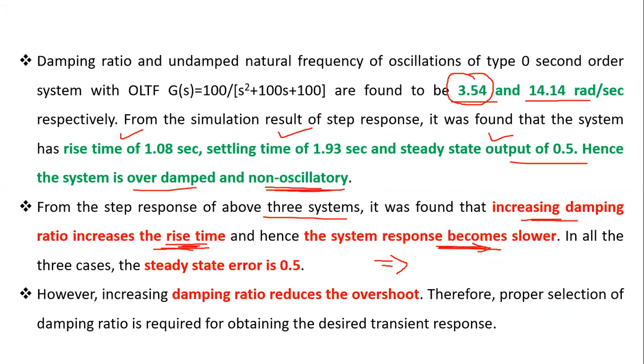But coming to all the three cases, the steady state error is 0.5 and the final value of the output is also 0.5. Even though the output is the same, it is taking more time as we increase the damping ratio. And also, if you observe one more thing, it reduces the overshoot. So while selecting the damping ratio, we need to cross check rise time and overshoot. Based on that, we can design the system. We need to select a proper value to satisfy all the parameters. Okay, thank you.